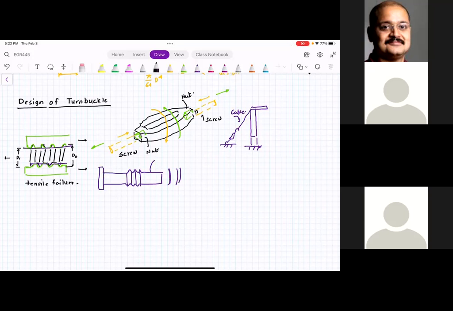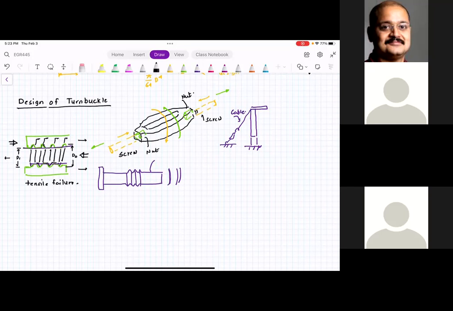I want you to understand that here you have 1, 2, 3, and 4. You have 4 threads in contact. So if you think about it, they could crush, which means if you apply the load, think about applying compressive load instead of tensile load. Now you are applying compressive load, and what would happen is these threads crush. So there is a crushing failure that is possible.